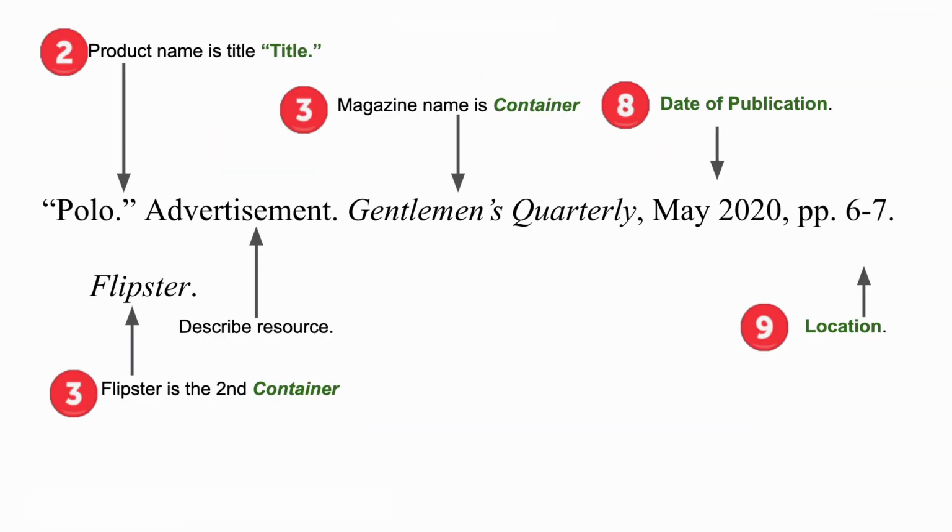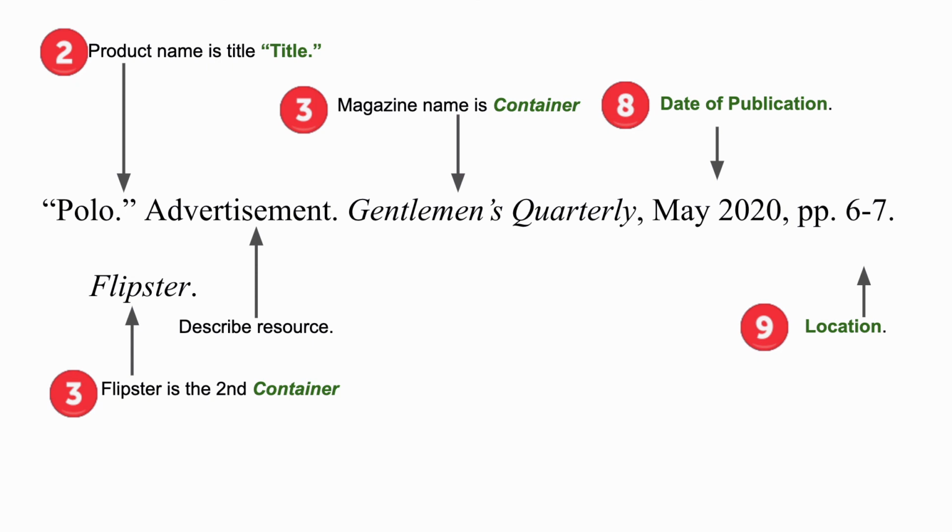You can see we've broken this down. The product name is the title. We've added a description to say that it's an advertisement. It's probably a good idea in this instance. I don't think it's necessary on YouTube. But because you have very limited number of elements, it can be a little bit confusing about how you found it. So we're going to say it's an advertisement.